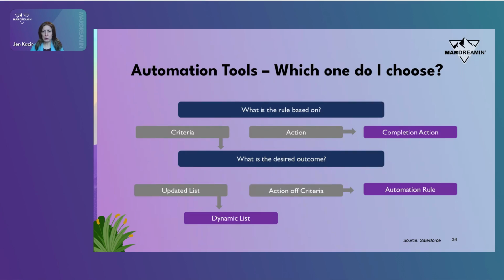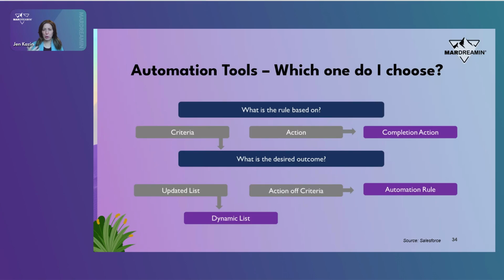So which ones do I use? Here, I've modified this. The original source is from Salesforce. There's all kinds of versions of this floating around. But like I said, I'm just explaining the 3 main ones. So what is the rule based on? Here's kind of like a decision tree.